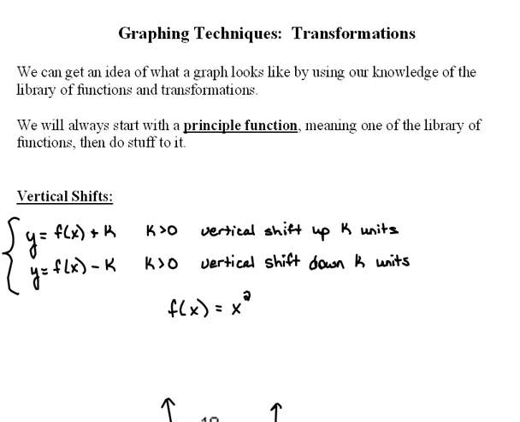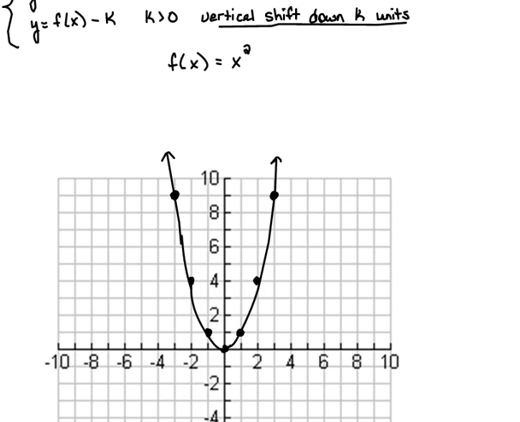Okay, first of all, let's look at vertical shifts. We have our formal definition here for vertical shifts. It says that if you're adding a value to the end of a function, then this shifts the function up that many units, however much it is. If we are subtracting something from the end of a function, we have a vertical shift down so many units. So let's see what we're talking about when we say that.